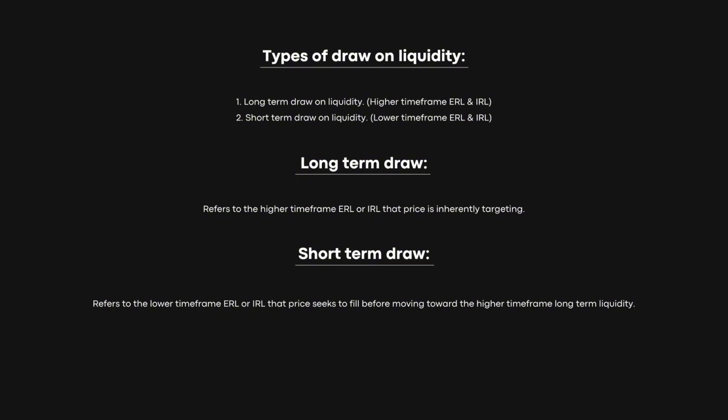Now, the key part here is that price doesn't usually go straight toward the long-term drawn liquidity when there is a short-term drawn liquidity already present. When there is both short-term and long-term drawn liquidity on price, what price usually does is that it often first gets pulled toward the short-term drawn liquidity, and once it clears that level and takes out the short-term drawn liquidity or fills it, only then it starts moving toward the long-term target, right?